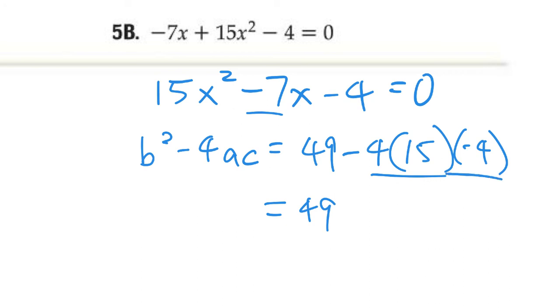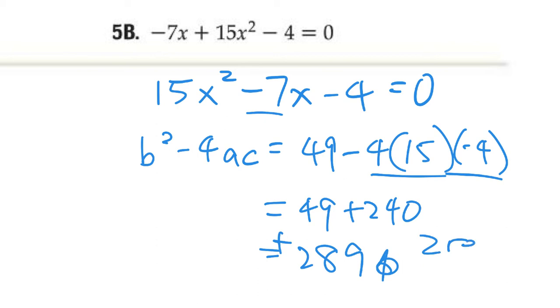This is equal to 49, 60 times 4 is plus 240. This is equal to 289. Actually, we don't need to do the whole calculation because we know this is positive. This is positive, therefore there's two real solutions or two real roots.